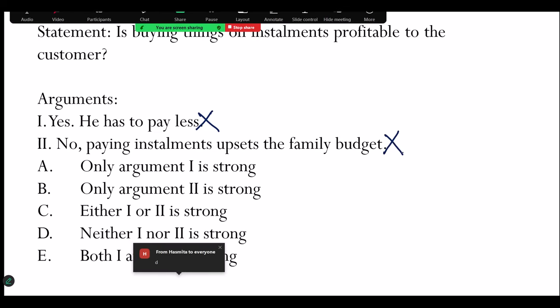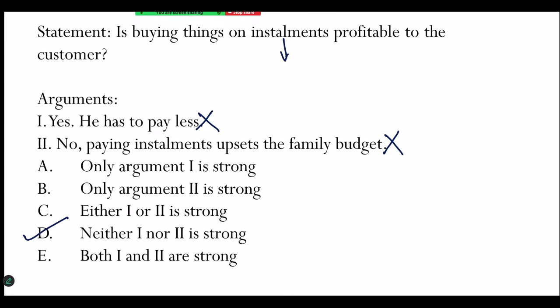Listen, okay, it's properly planned already, right? While buying, you already know what installment you are taking, what the monthly amount is. These installments are actually a proper monthly family budget. It's not upsetting that. It's a proper planning, right?